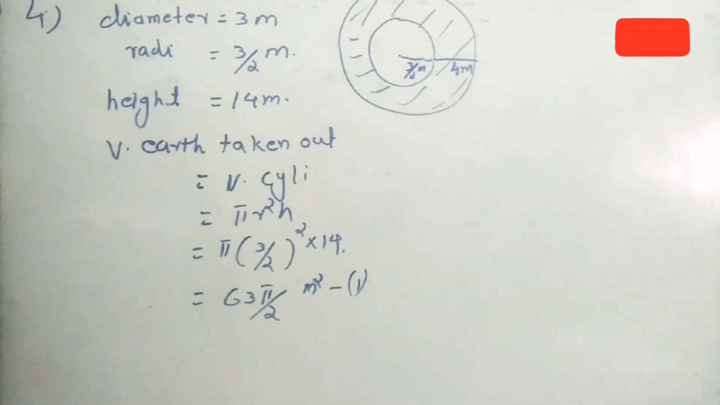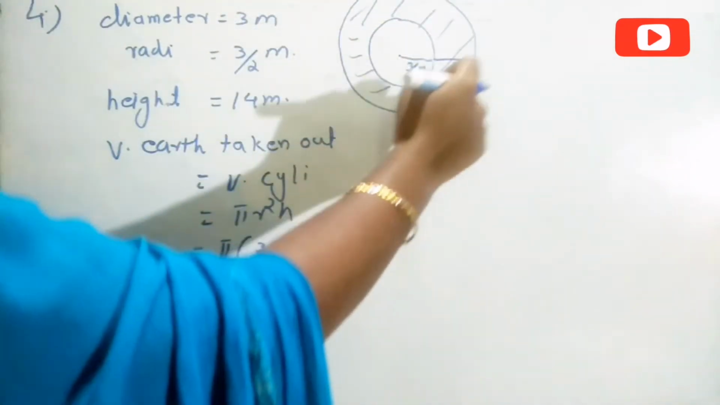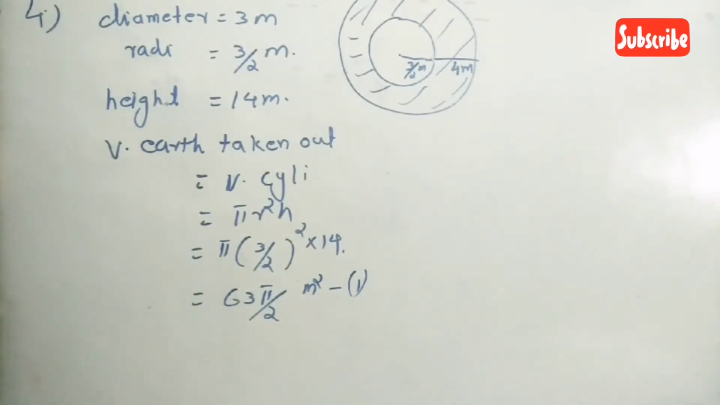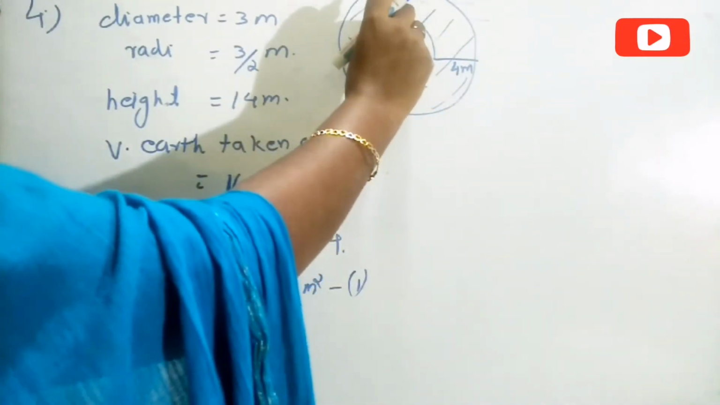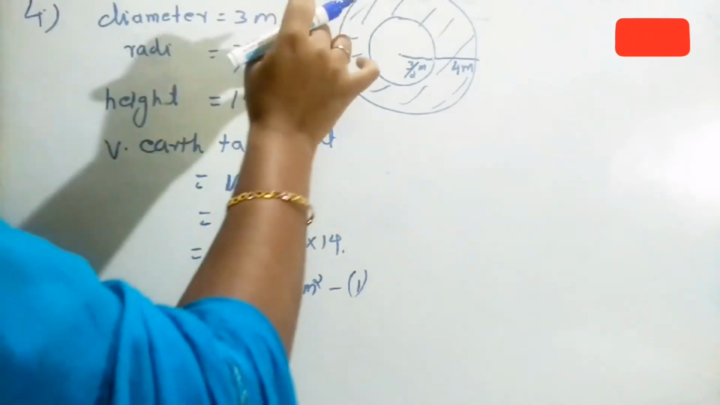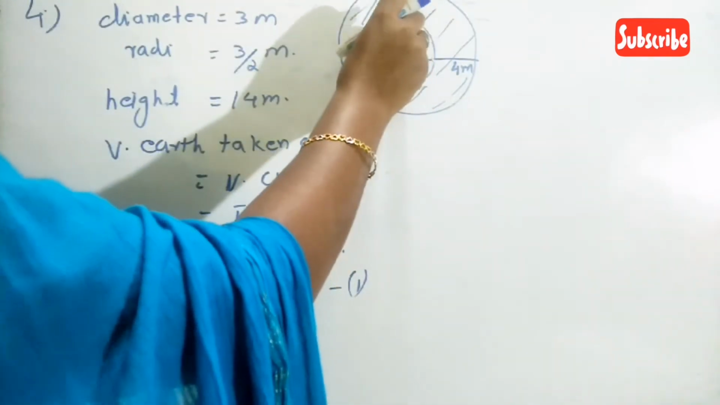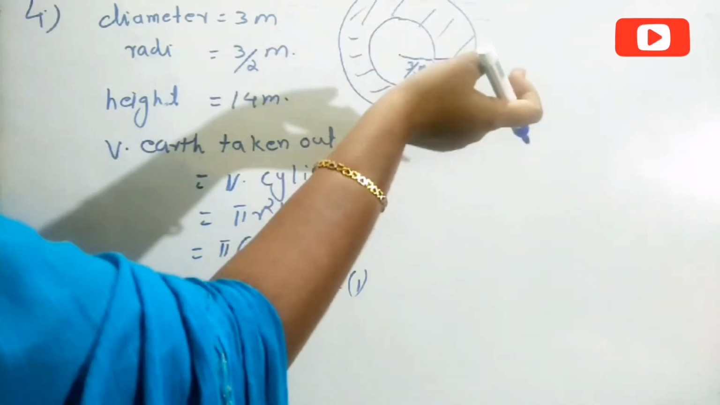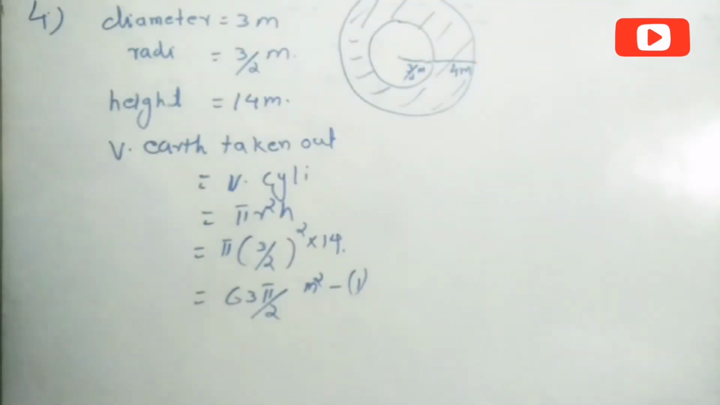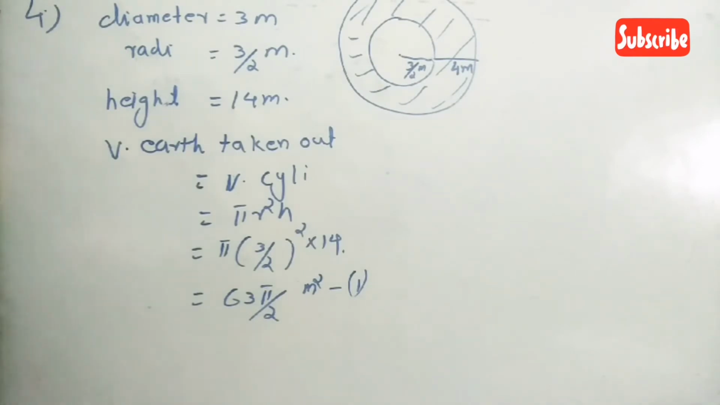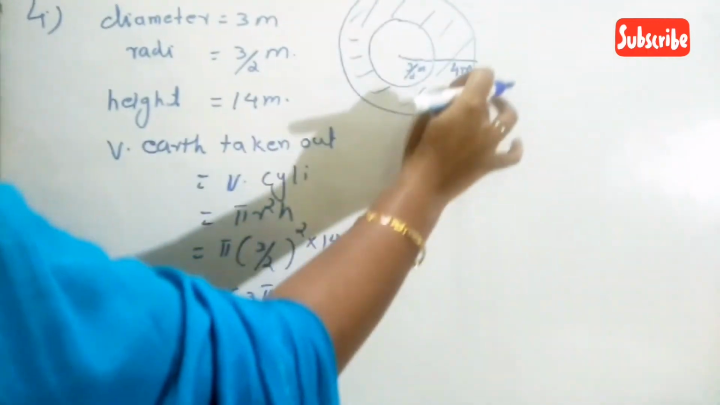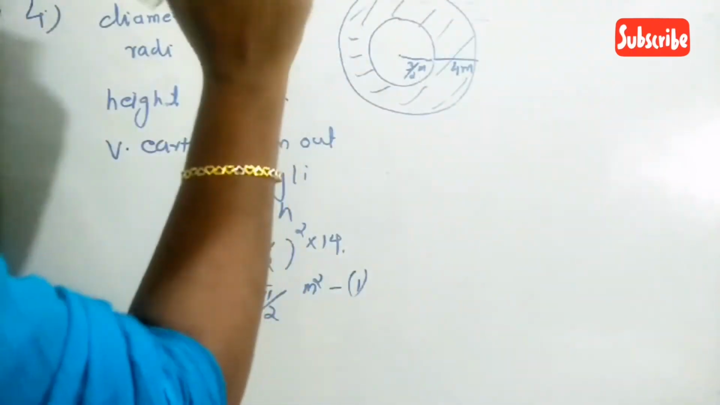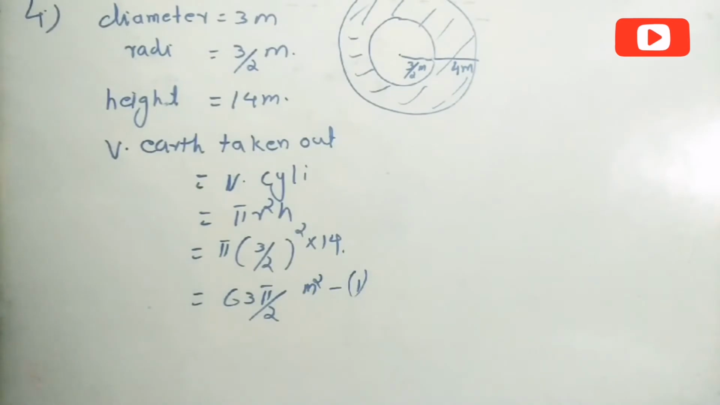Now we want to find out the volume of this shaded portion. The unshaded portion is our well, and that is a cylinder. We are going to spread the earth taken out from this well evenly around it, so the shaded portion is also a cylinder. To get the volume of the shaded portion, first we need the volume of the biggest cylinder, then we subtract the volume of our smallest cylinder.